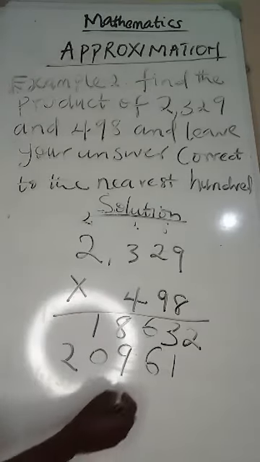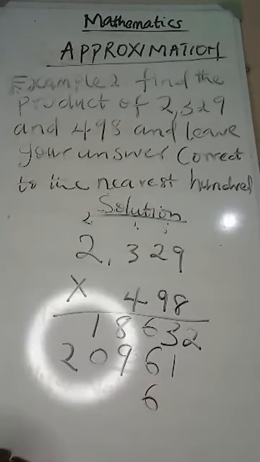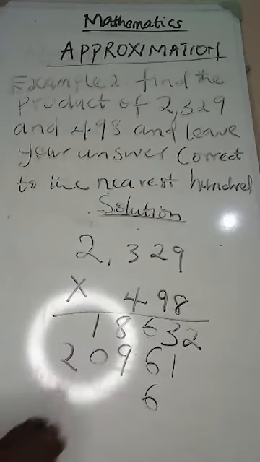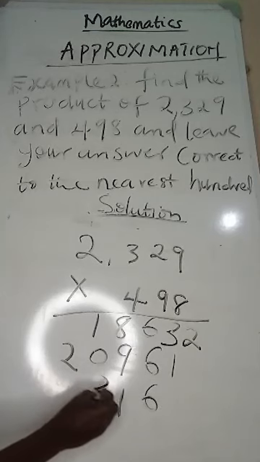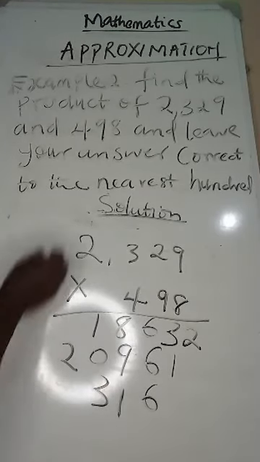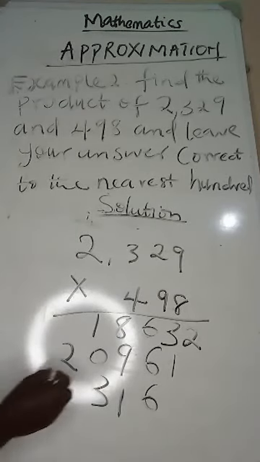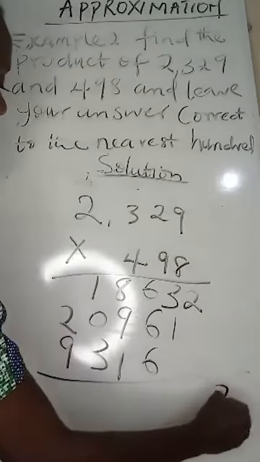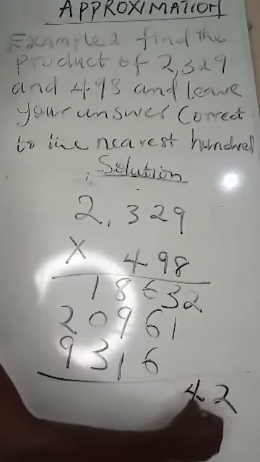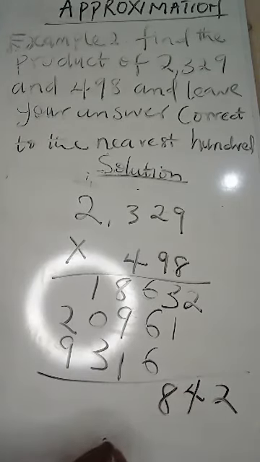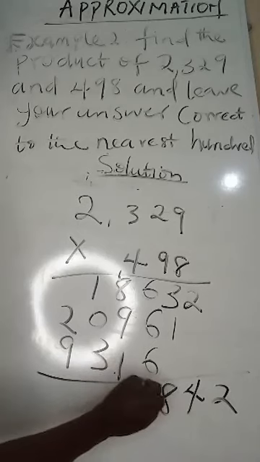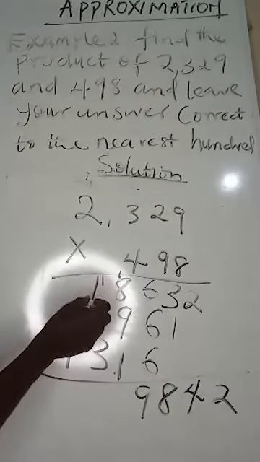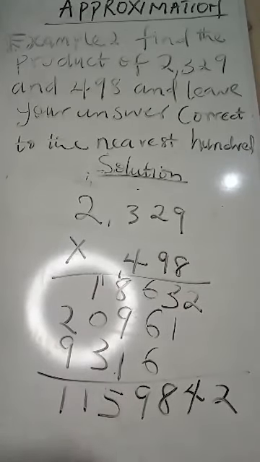Now we use 4. 4 times 9 is 36. Write 6, carry 3. 4 times 2 is 8, plus 3 is 11. Carry 1. 4 times 3 is 12, plus 1 is 13. Carry 1 over. 4 times 2 is 8, plus 1 is 9. We bring it down. Then we add: 3 plus 1 is 4. 6 plus 6 is 12, and so on, with the carried digits, until we have our total.